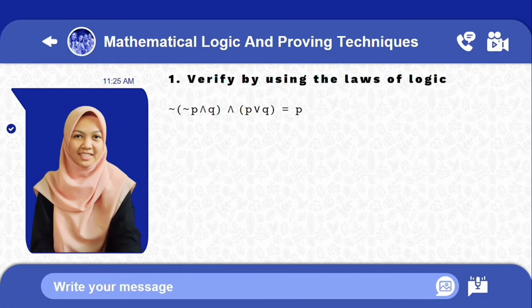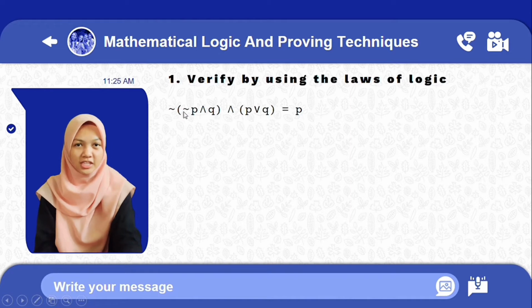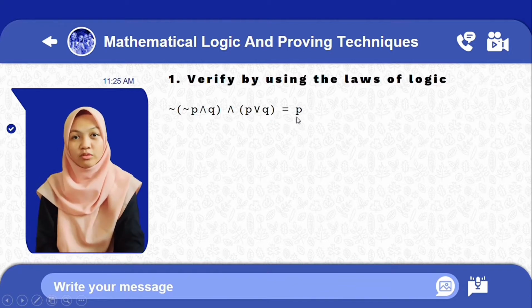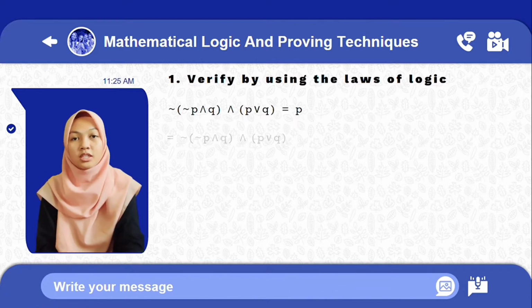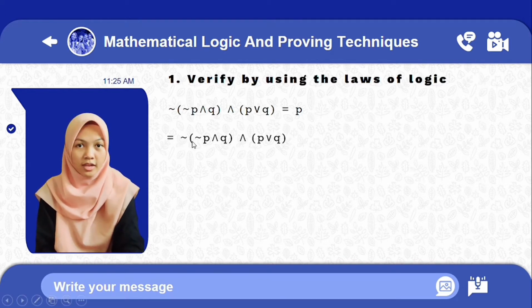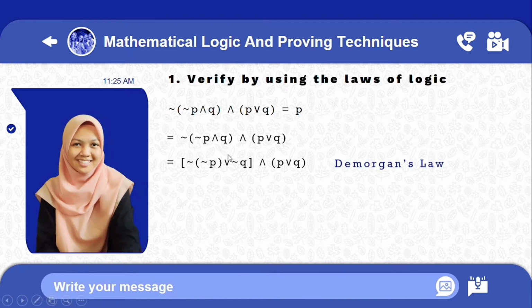Okay, for the first question, verify by using the laws of logic. The question is negation of bracket negation P and Q, and P in bracket P or Q equals P. The first step we can do is write the question first. As we can see here, there's a negation on this side. Automatically, we can apply De Morgan's law. We can write like this.